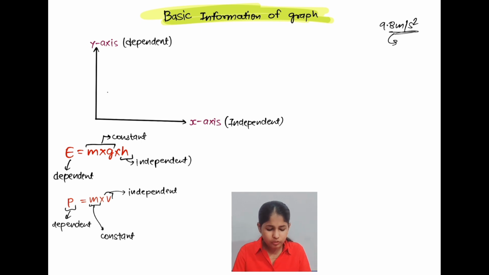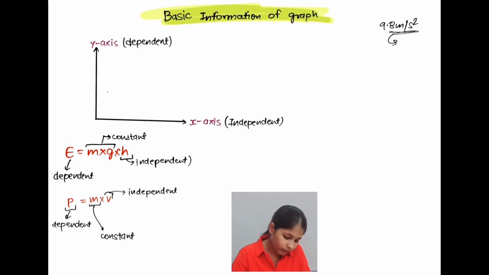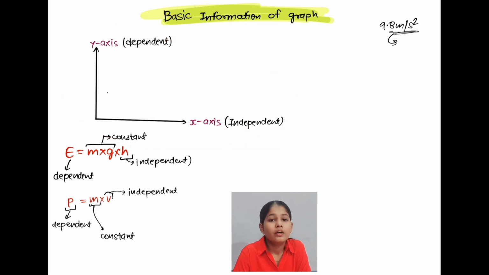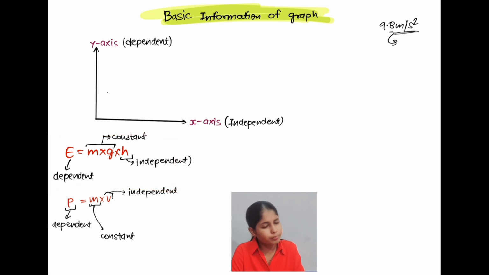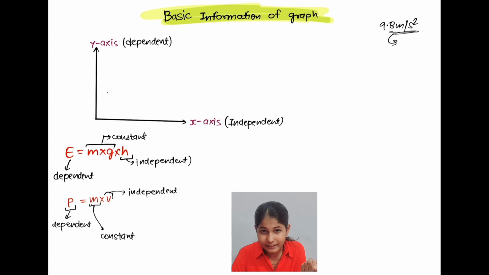This is some of the basic information that I feel you need to understand before starting our straight line graph or different types of graph. So let's recall one more time. In our graph, we have x-axis which is independent. We have y-axis which is dependent. If you take any formula, it will have independent quantities, dependent quantities, and quantities that are constant. Okay.